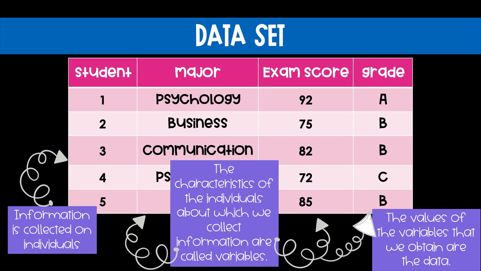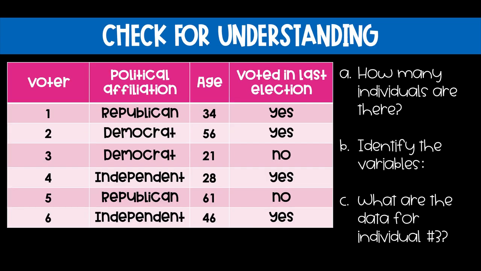Okay, let's practice looking at the data set and collecting some information. Take a look at this table and answer the following questions. Feel free to stop the video here if you want to practice doing it on your own. The questions are: how many individuals are there? What are the variables? And what are the data for individual number 3?